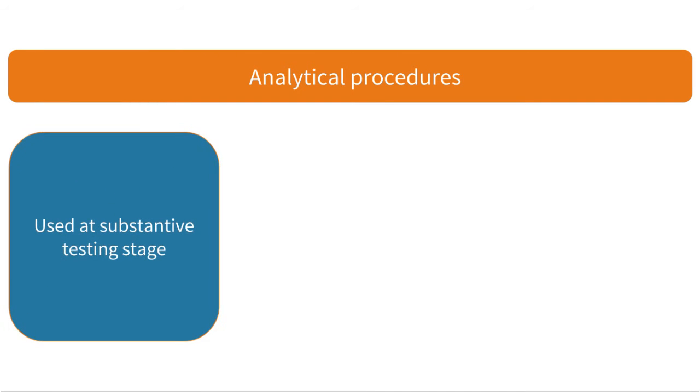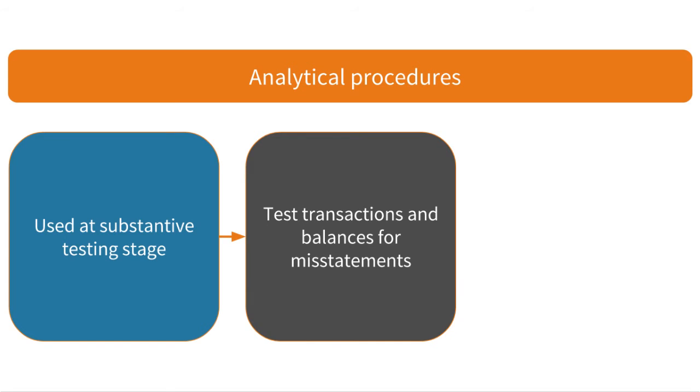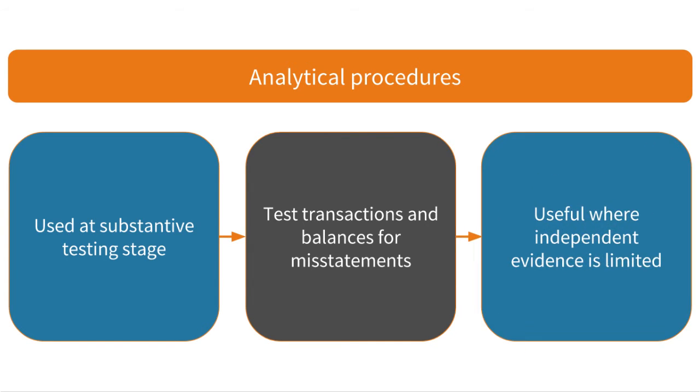Auditors also use analytical procedures at the substantive testing stage of the audit, where they can be used to test transactions and balances for material misstatements. These can be used where there is limited independent or third-party evidence that can be obtained. An example would be auditing estimates within the financial statements, where these figures have been decided and included by the client's management.